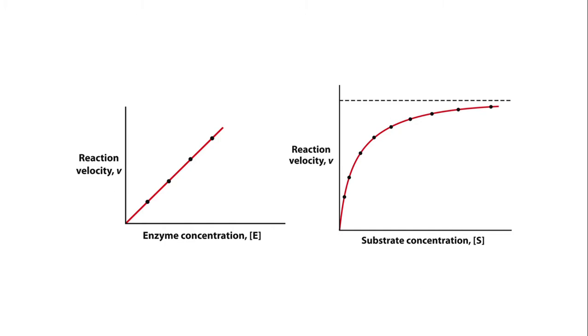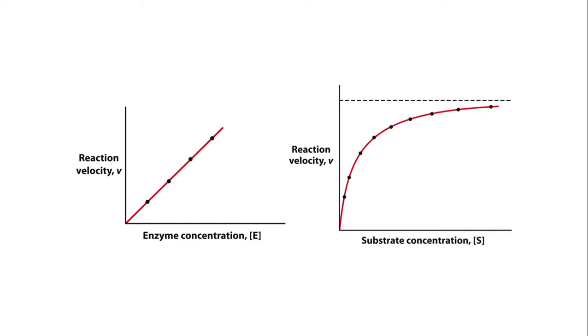Okay, so if we look at this graph, which is called a Michaelis-Menten graph, we have the reaction velocity plotted against substrate concentration. This is a hyperbolic curve. Where did we see that before? It looks like the myoglobin O2 binding curve.